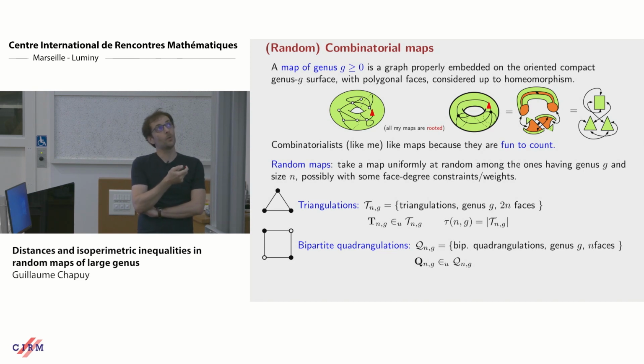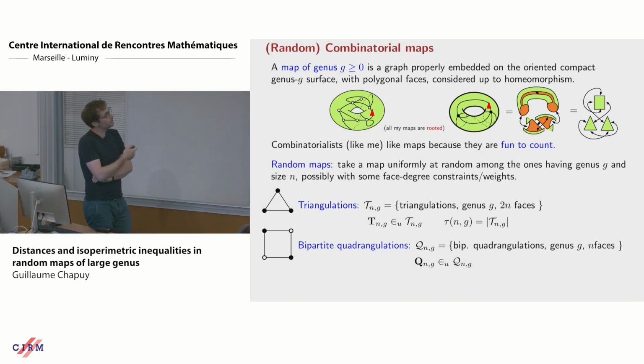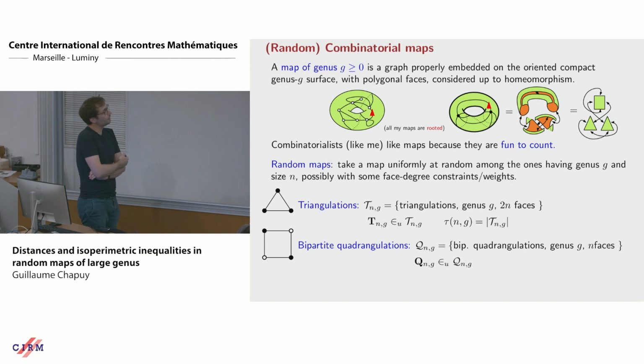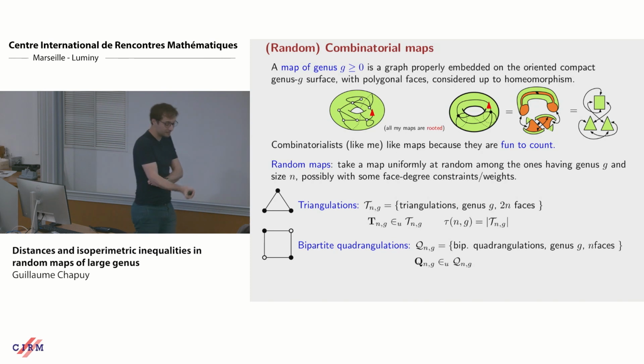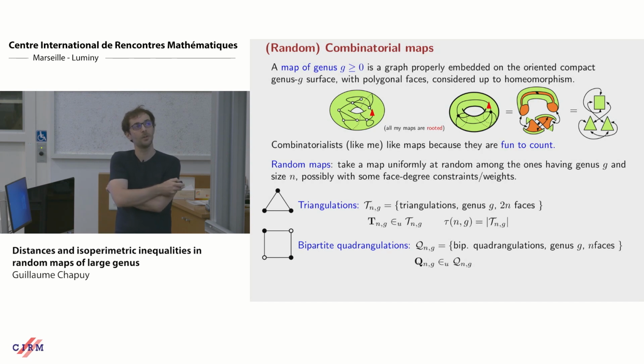And sometimes, in fact all the time in this talk, I will have some constraints on the face degrees, or weights on the face degrees. The two basic things that I will be interested in are triangulations. T_{n,g} will be the set of triangulations of genus g and size n, which means 2n faces here. You just take your polygons to be triangles. And bold T_{n,g} will be a uniformly random element in this set. This is a random variable, just a triangulation that you choose at random among the ones having size n and genus g. At some point I will need this number, the cardinality of this set: tau_{n,g}, the number of triangulations of genus g and size n.